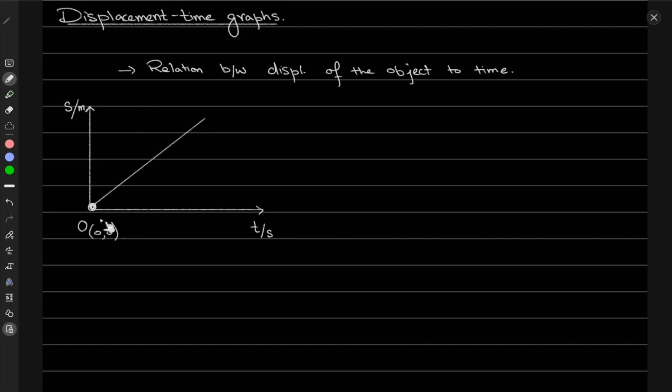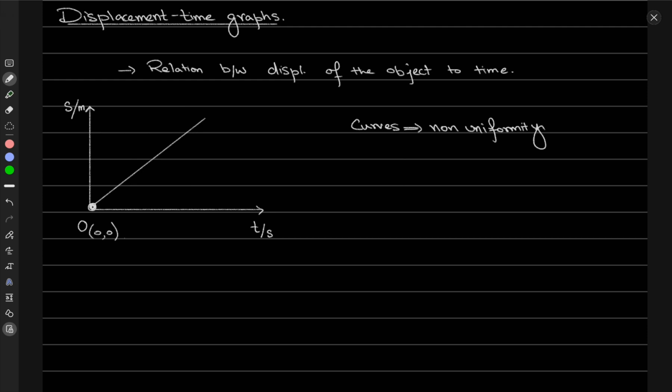Now you can see that this graph is showing you the displacement of any body which is increasing at a constant rate, uniformly with time. As time progresses, it increases at a constant rate. The constancy is determined because it's a straight line graph. There are no curves in this graph. So curves imply non-uniformity, right? While straight lines imply constancy.